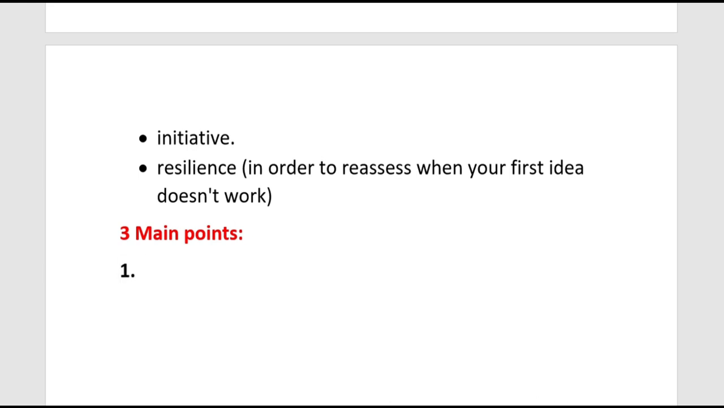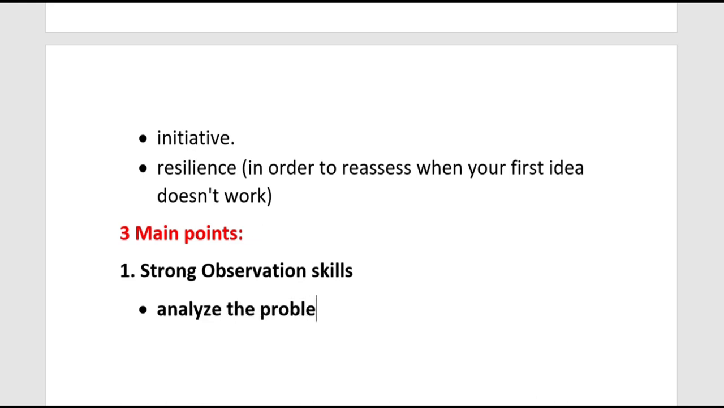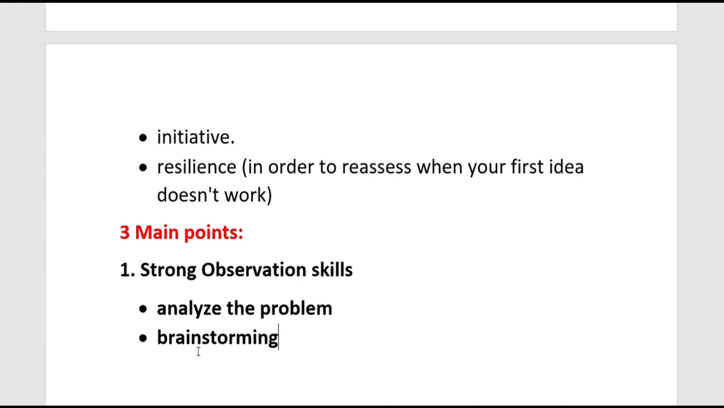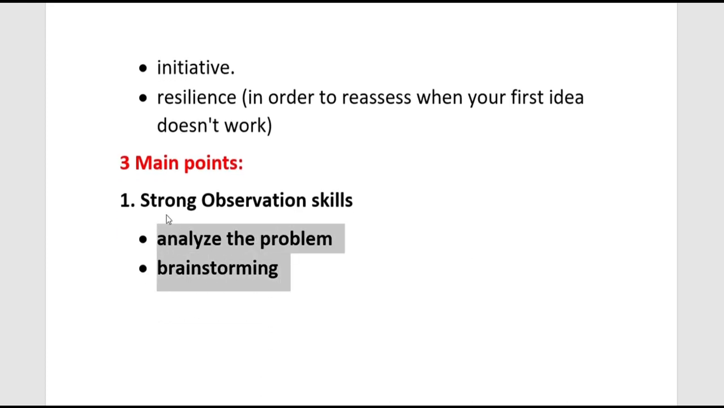All right, I got an idea. What about saying strong observation skills? A person who is a problem solver has strong observation skills. Under that I need 2 points. So I would say a problem solver analyzes a problem, and then brainstorms, or brainstorming, I would write. Okay, sounds good so far.